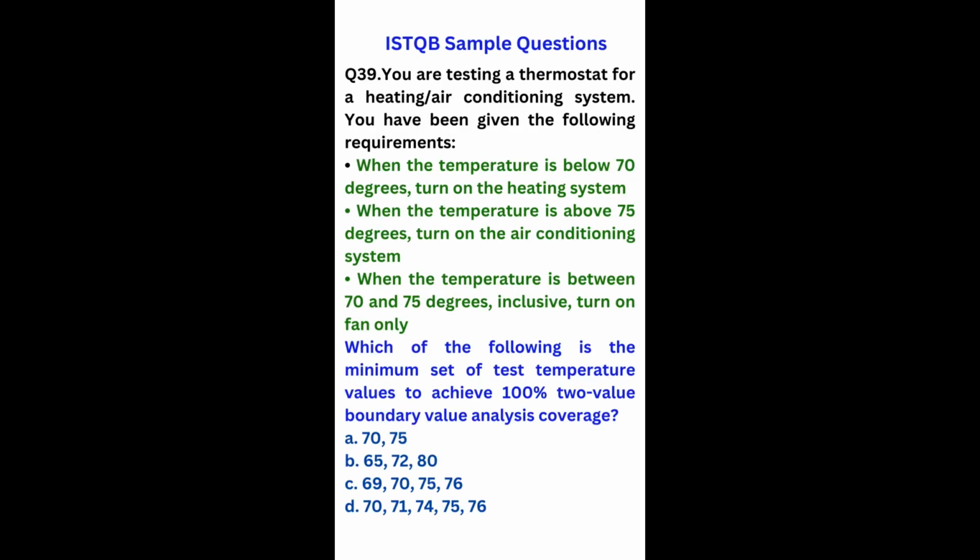Question 39. You are testing a thermostat for a heating, air conditioning system. You have been given the following requirements. When the temperature is below 70 degrees, turn on the heating system. When the temperature is above 75 degrees, turn on the air conditioning system. When the temperature is between 70 and 75 degrees, inclusive, turn on fan only. Which of the following is the minimum set of test temperature values to achieve 100% two-value boundary value analysis coverage?